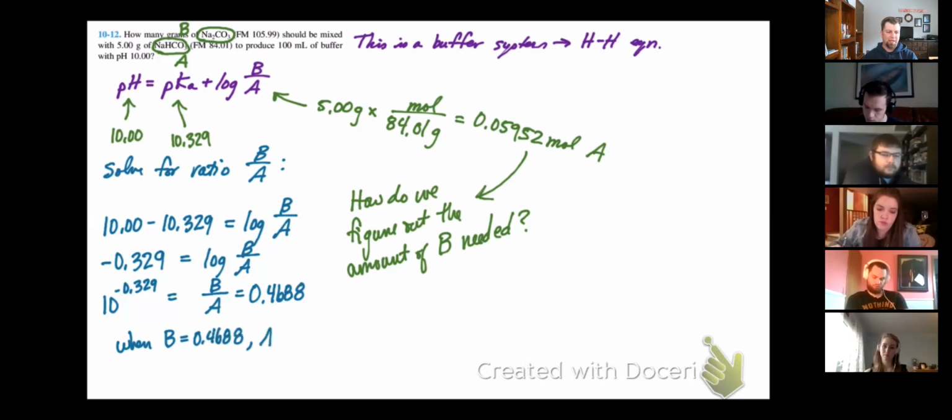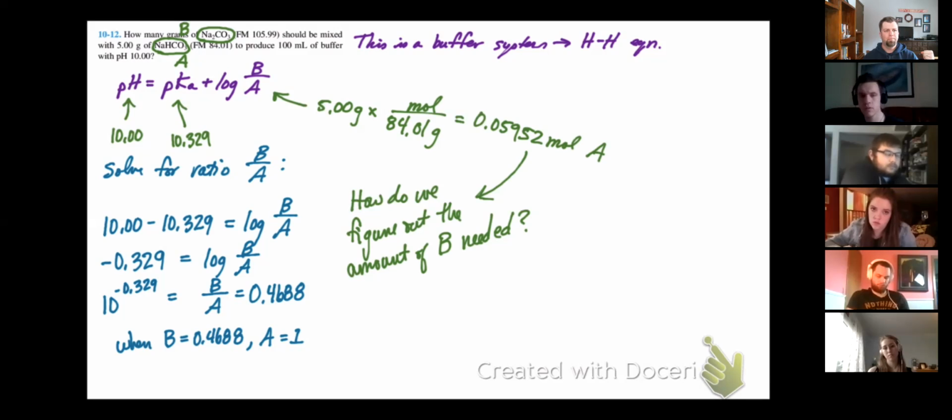So when B's concentration is 0.4688, A is equal to 1, right? Remember last time we talked about how these aren't their actual concentrations, but whatever you multiply 0.4688 by to get the real concentration, you would multiply the 1 by the same value. There's a constant that's been removed from the top and the bottom, and it just doesn't matter. The ratio remains the same.